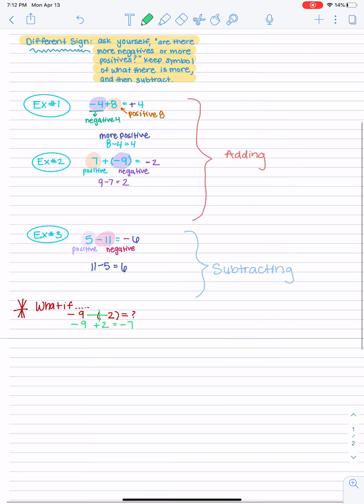Okay guys, I hope this helps. I will be posting these notes as well, and your assignment for today is going to be to do some IXL problems. Then we're going to keep moving on with combining like terms, so be ready for that.